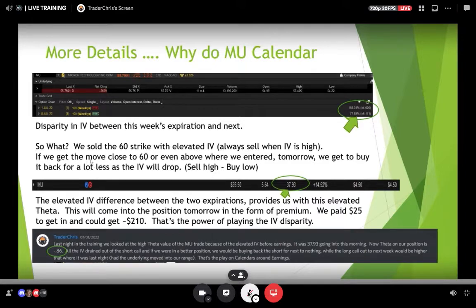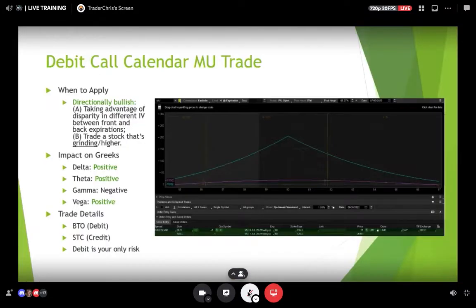So if the stock had gone to 60, which is what we wanted, we would have been able to close the short 60 for like 5 cents. Okay? And we would have been long the other 60 out to this week, and the premiums would have risen since the time we got into the stock, because we got in maybe like at 54. Okay? So that's the play.